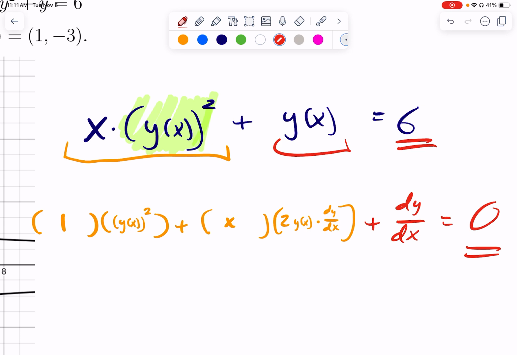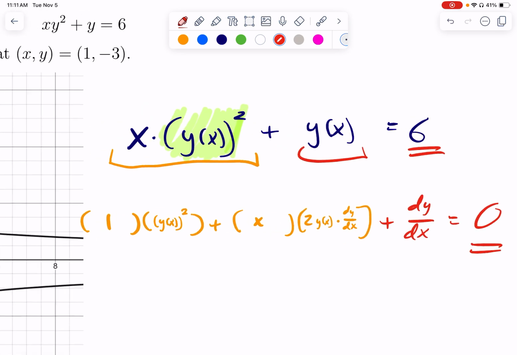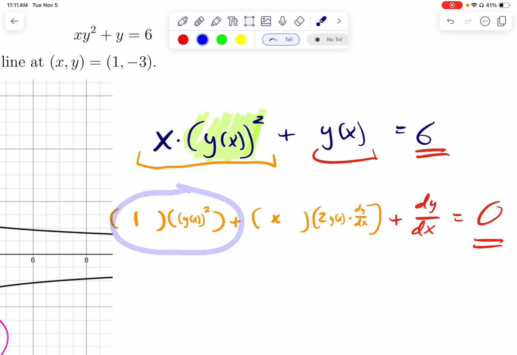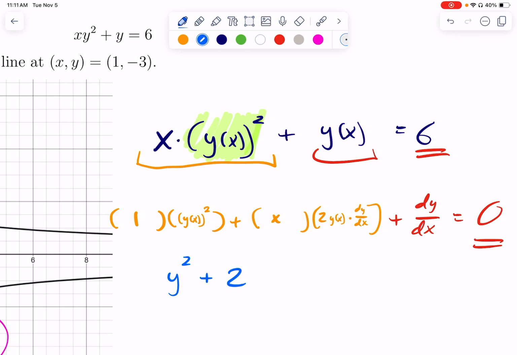So this thing looks like a mess, but let's just clean it up. Right, we're done taking derivatives, so we can go back to just calling this thing y. So here I have 1 times y of x squared. That's really just y squared. Here I have x times 2 times y of x times dy dx. I'll move the coefficient to the front. I have an x. Y of x I'll just call y, but I have this derivative dy dx. Here I have dy dx, and that's all equal to 0.